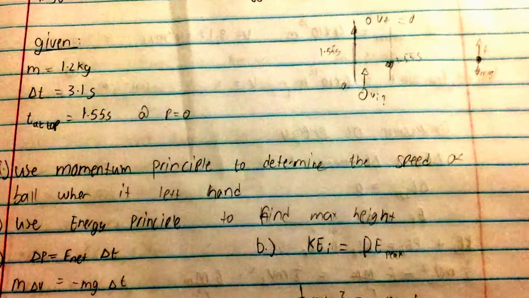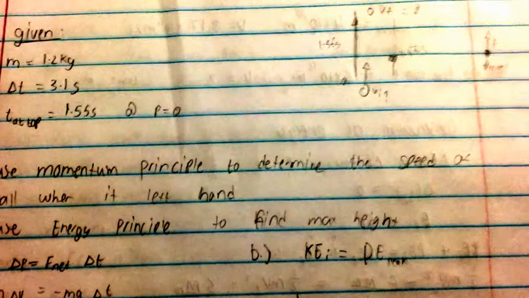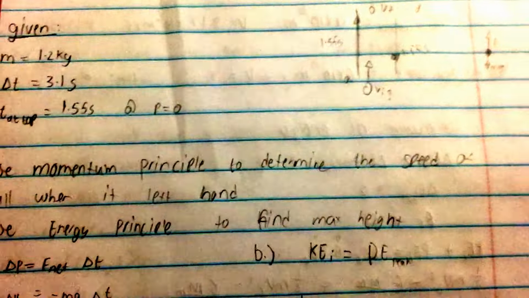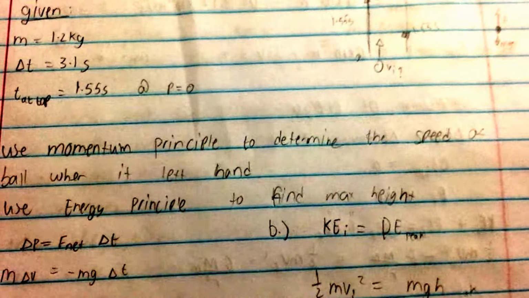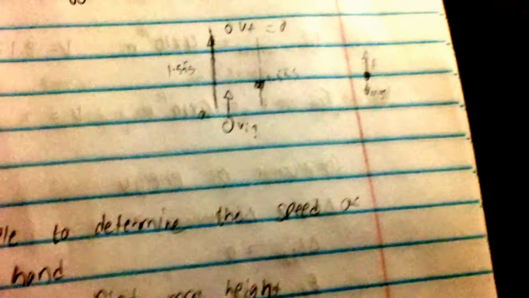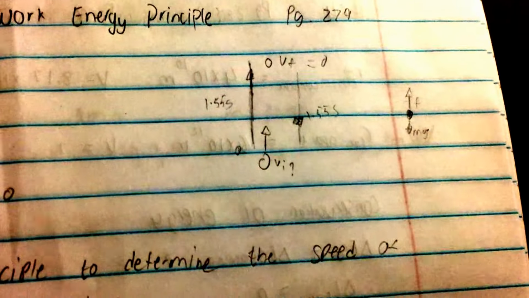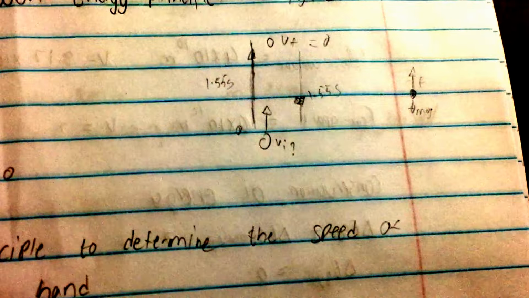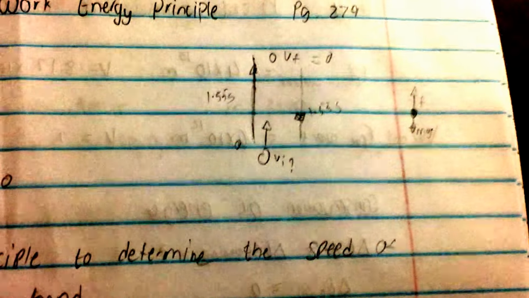So basically overall, because they gave us time, it would be easier to solve using the momentum principle. You could solve using the work energy principle, but I think you would have to use numerical analysis and have the time interval very small to find the final velocity. And then you had to know that at the very top, the ball is momentarily at a stop, so therefore the final velocity is zero.